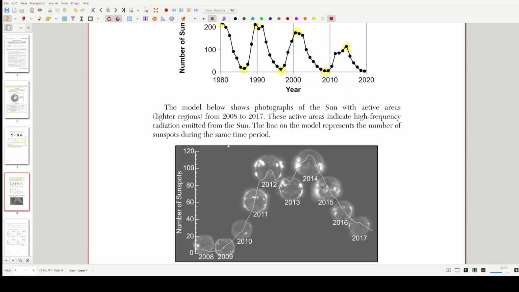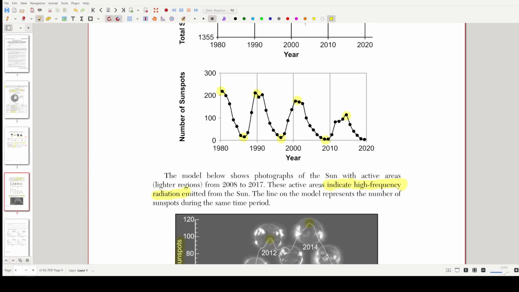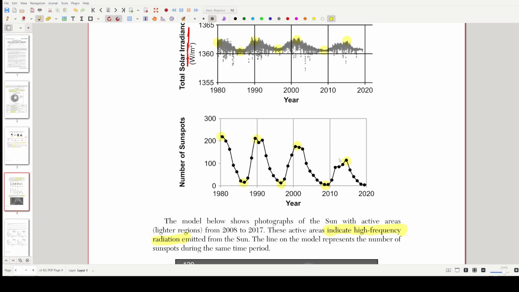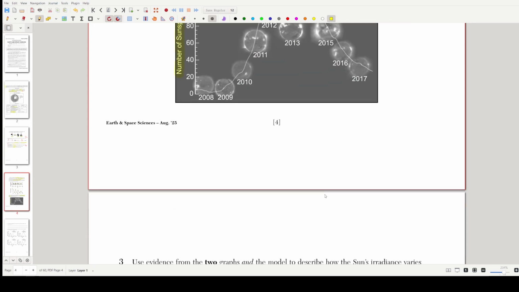So let's see. Oh my gosh, there's another one. The model below shows photographs of the sun with active areas from 2008 to 2017. These areas indicate high frequency radiation emitted from the sun. The line on the model represents the number of sunspots during the same time period. So we're going to have number of sunspots here. So we could see in 2012 it was pretty high, and 2014 it was pretty high. Now looking up here, that might correspond to those graphs, but I don't know where this question's going yet, so we'll see.